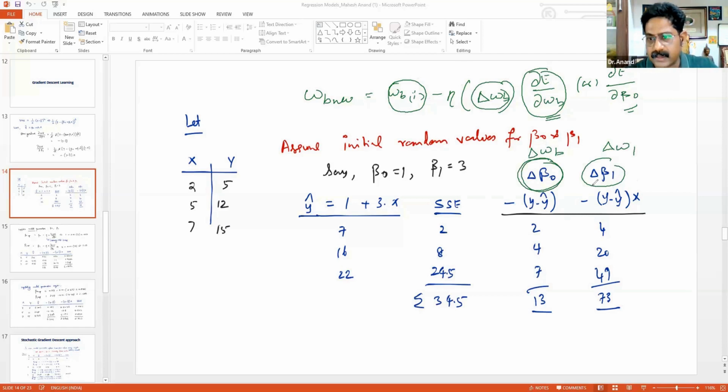In the same manner, I compute the error gradient term to adjust the slope also. The only difference is that you multiply this term with your x. What is x? 2. So 2 into 2, 4 we got. This one I should multiply with x, 5, so we got 20. This one I should multiply with x, 7, we got 49. So I compute the total error gradient. This is the summation of delta WB. This is the summation of delta W1.